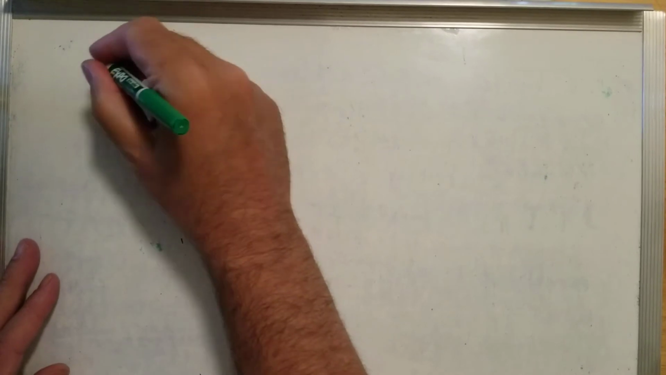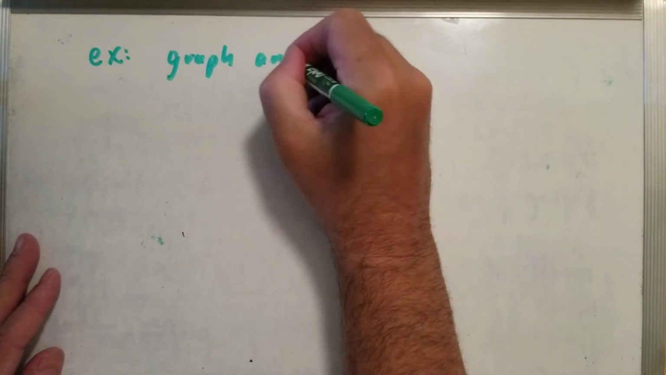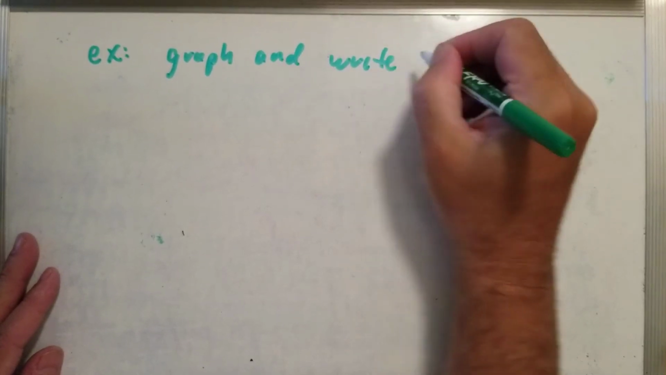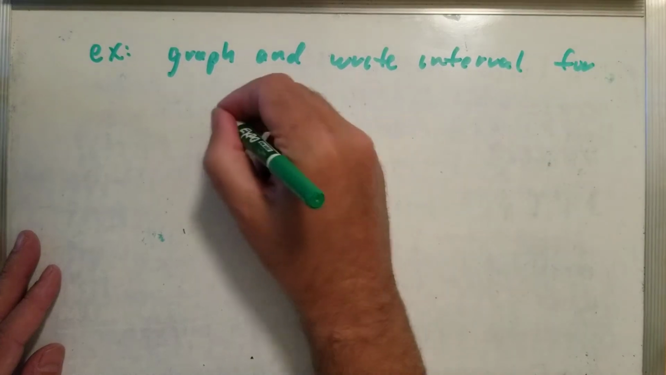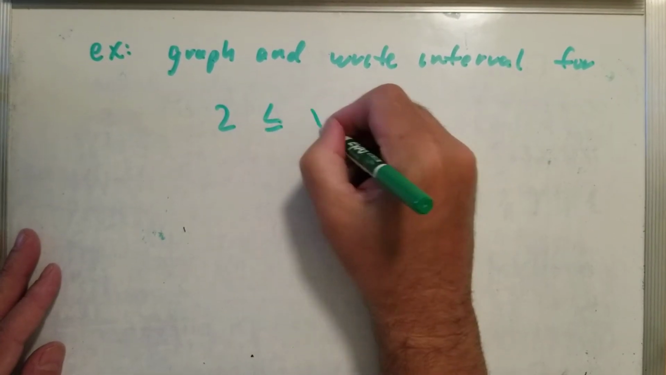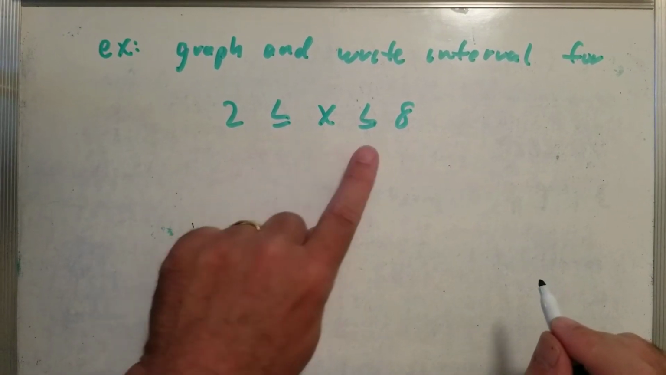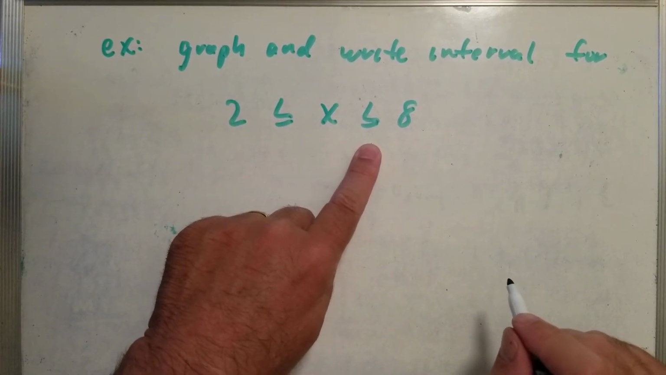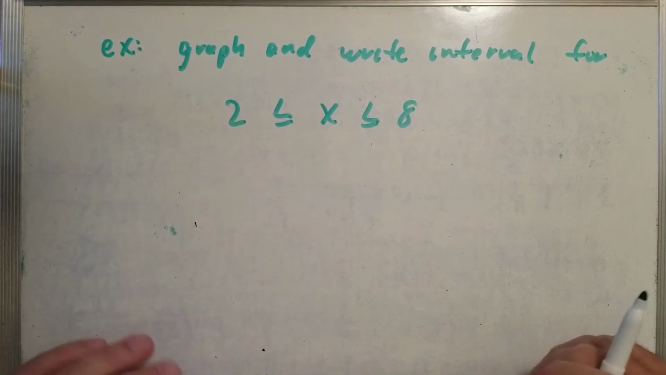So here's another example. Suppose graph and write interval for 2 less than or equal to x less than or equal to 8. Notice this one has less than or equal, so that means I'm going to use square brackets to indicate that the 2 and the 8 are included.